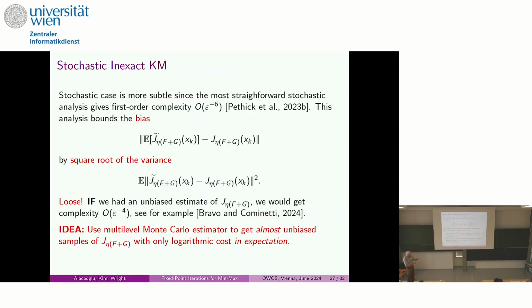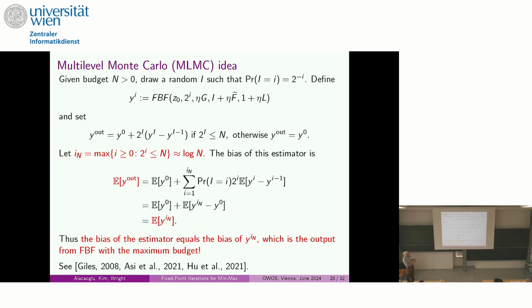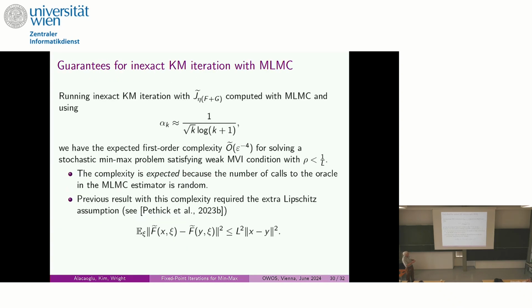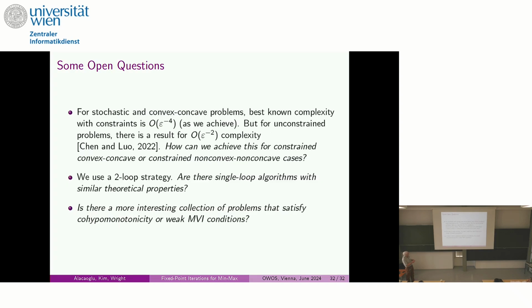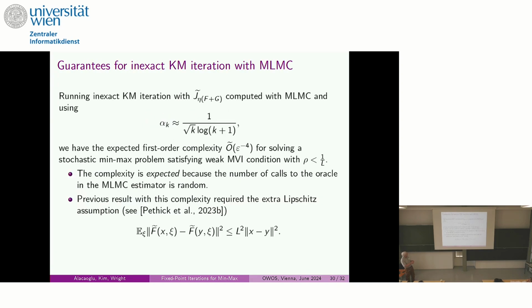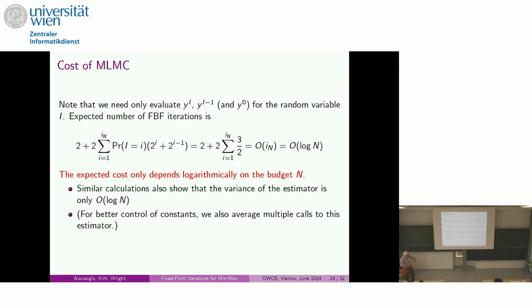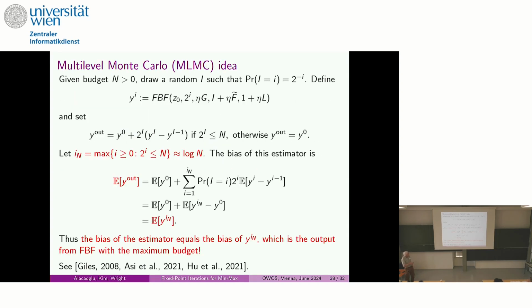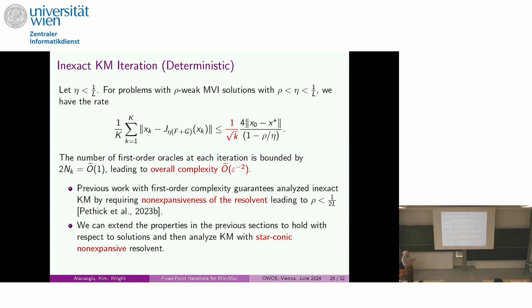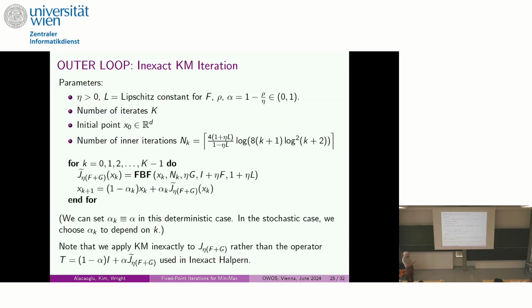For the inner loop, again, in the deterministic case, I'm skipping a whole lot of slides here. We can just use FBF again. In the stochastic case, things get really interesting because we have to come up with unbiased estimates. Sorry, I'm flying all over the place here. We have to have unbiased estimates of this resolvent. And having an unbiased estimate of F is not enough to give you unbiased estimates of this resolvent. So we have to resort to all of these tricks, basically involving this multi-level Monte Carlo strategy.